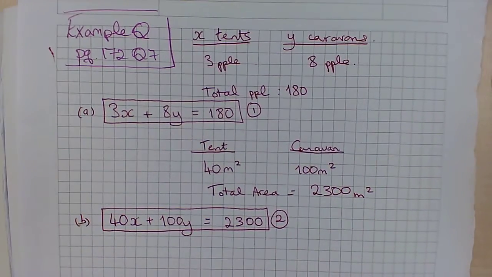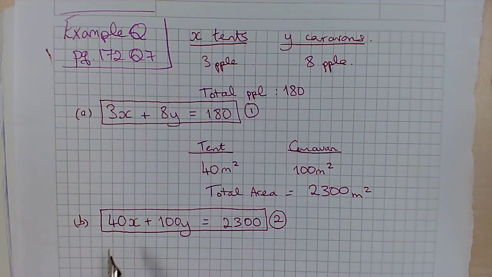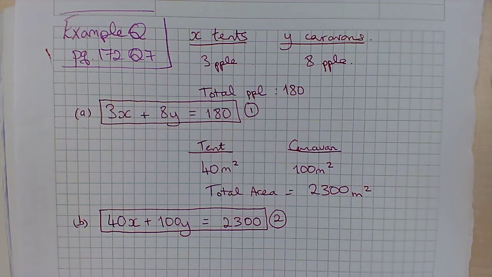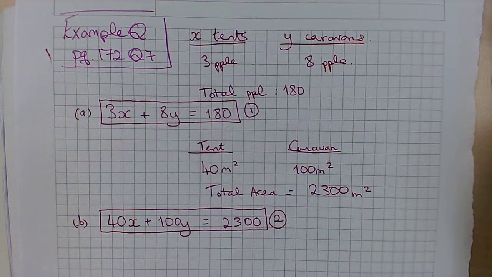I just want you to notice, we could simplify this equation by dividing everything by 10. In fact, we could divide everything by 20, because 20 goes into everything. And remember, you can do anything you want to an equation so long as you do it to all parts. But we don't need to, we can just work with bigger numbers.